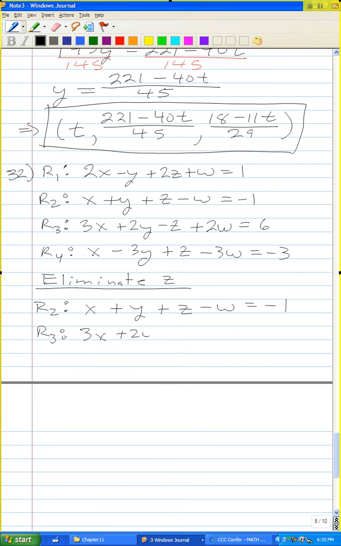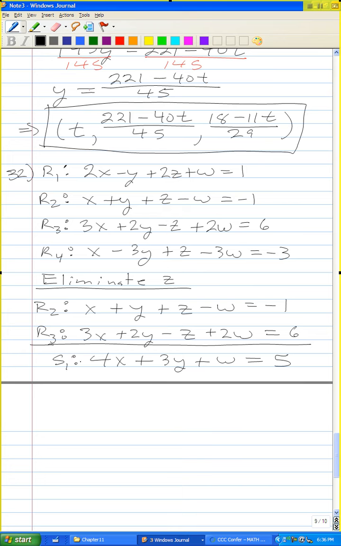3x plus 2y minus z plus 2w equals 6. So if I add these, I get 4x plus 3y plus w equals 5. So let's call that S1.